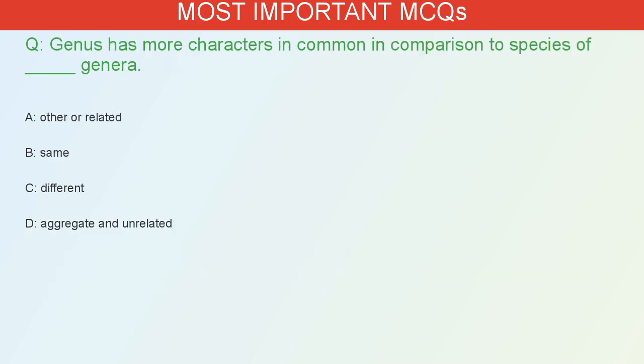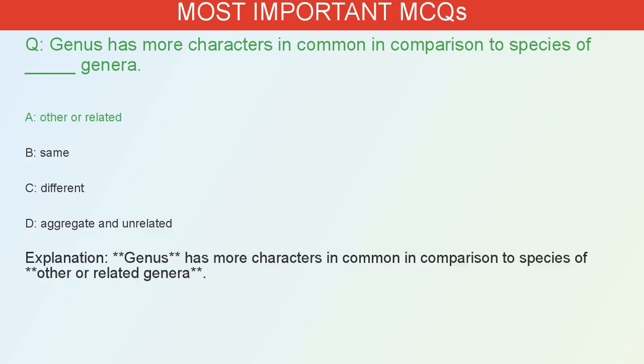Genus has more characters in common in comparison to species of ___ genera. A. Other or related. B. Same. C. Different. D. Aggregate and unrelated. The correct answer is A. Genus has more characters in common in comparison to species of other or related genera.